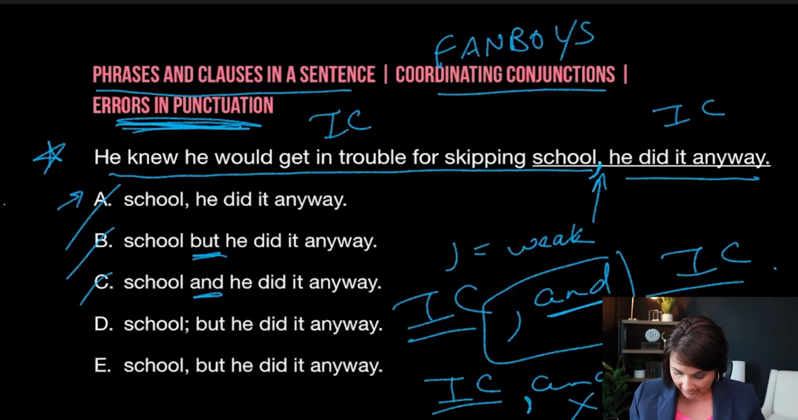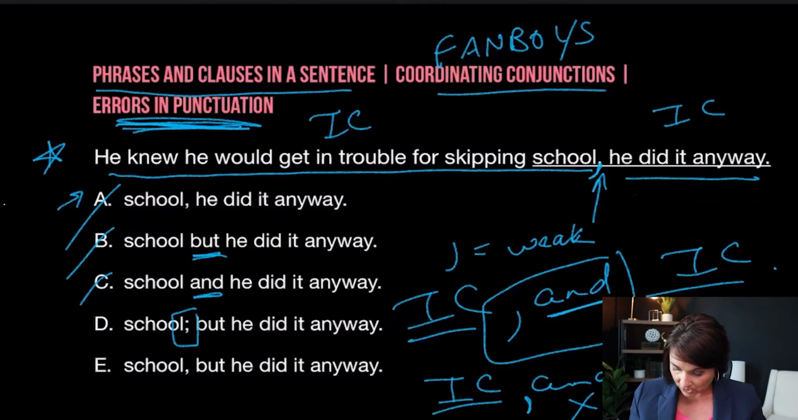Now, let's take a look at this semicolon here. Semicolons are strong punctuation. Semicolons can separate two independent clauses without any other help. Let me show you that. Let's say that instead of a comma there was just a semicolon alone without a fanboy. Semicolons work alone. That would be correct: "He knew he would get in trouble for skipping school; he did it anyway." That would work perfectly fine.